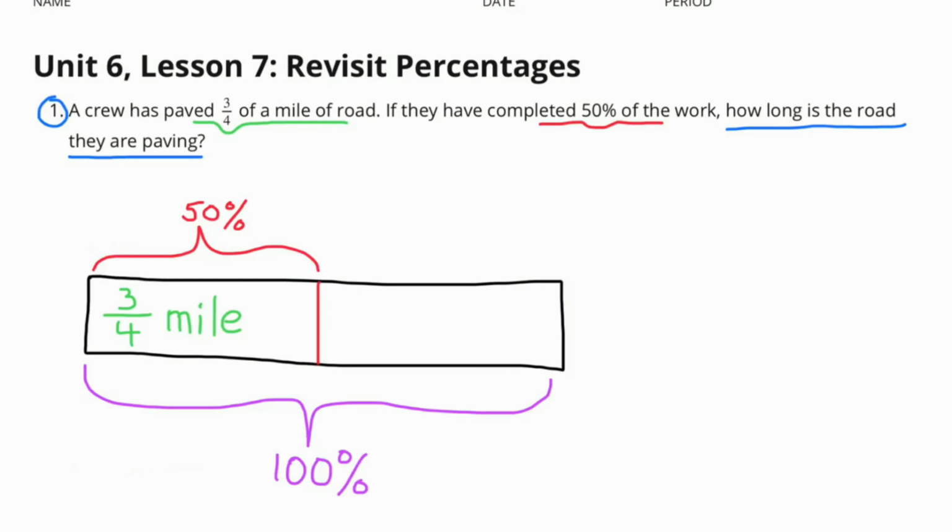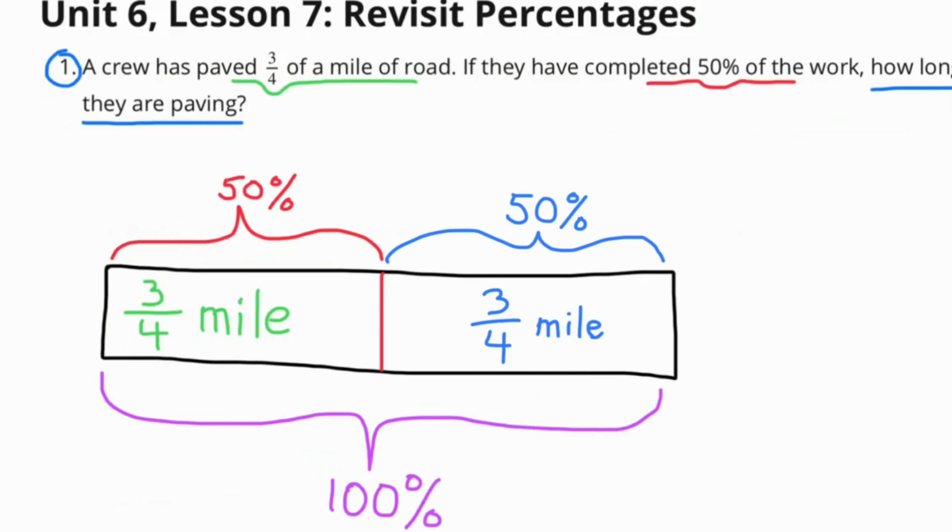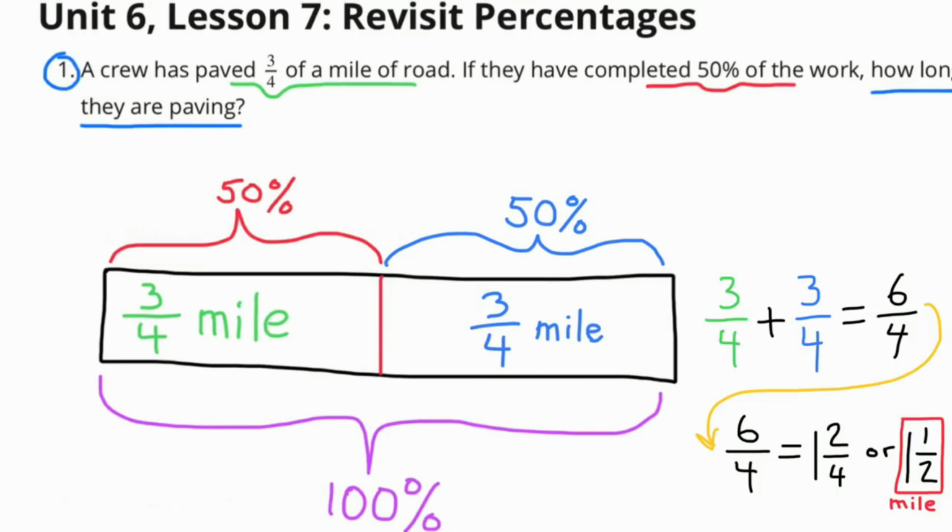In this diagram, I have 100% of the road represented. I've cut that in half to represent 50%, and inside that 50% I have 3/4 of a mile, since they've paved 3/4 of the mile and they've completed 50% of the work. For 100% of the work, I'd simply double the 50%, or double 3/4 of a mile, and 3/4 plus 3/4 is 1.5 miles.